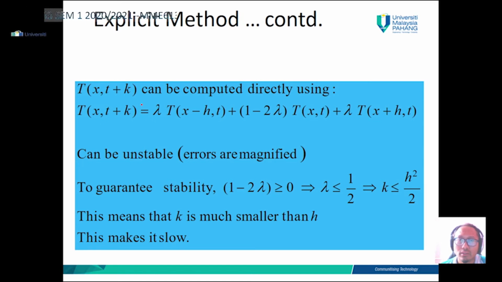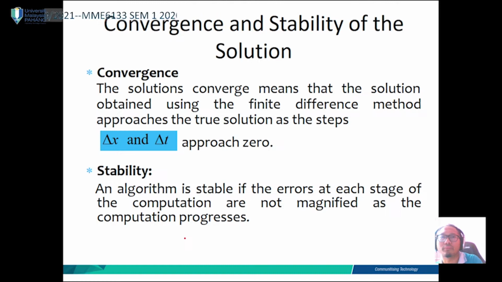We can replace all the knowns and unknowns into this equation, but it can be unstable as errors are going to be magnified. In order to guarantee the stability of the solution, 1 minus 2 lambda should be larger than 0, so lambda should be less than half, and k should be less than or equal to h squared over 2. This means that k is much smaller than h, and it is going to make the computation slow.